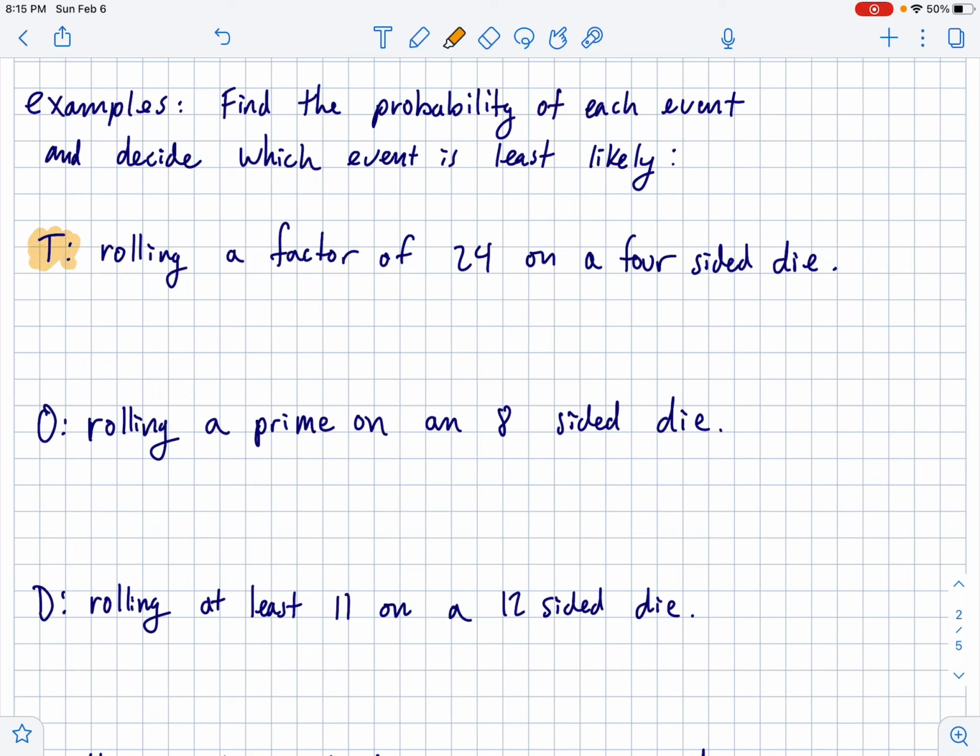So for the first one, T is rolling a factor of 24 on a 4-sided die. Well, first, the 4-sided die: all the different ways things can happen in this problem with a four-sided die is you can get 1, 2, 3, or 4. I'm assuming the four-sided die has numbers 1 through 4 on it. So there's 4 ways that this problem can go. That's the sample space.